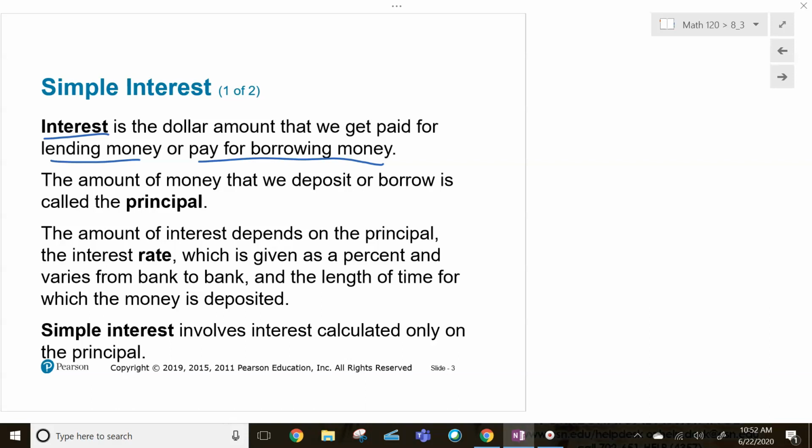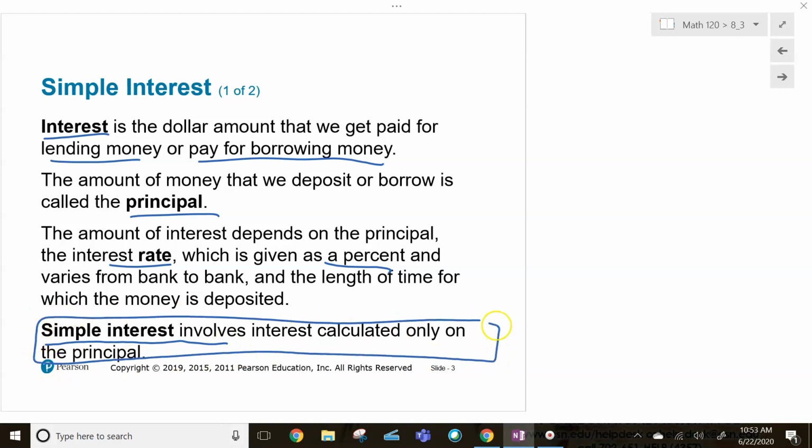The amount of money that we deposit or borrow is called principal. The amount of interest depends on the principal, the interest rate, which is given as a percent, and time. Simple interest involves interest calculated only on the principal. So we're only doing simple interest today. We'll get into scenarios that are not simple interest in other sections as we continue in this unit.